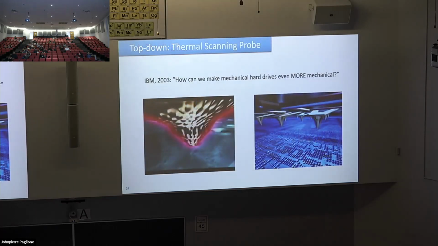So the new kid on the block, which is not based on any beams hitting a sample, is a thermal scanning probe. This is based on the concept IBM introduced when they asked the question, how can we make mechanical hard drives even more mechanical? Because that's exactly what people want: more moving parts in your hard drive. So they had this idea of using an AFM. Let's see if I can actually start it.